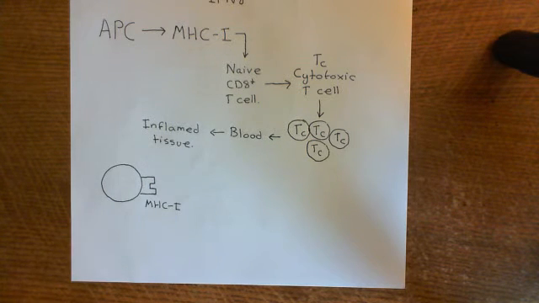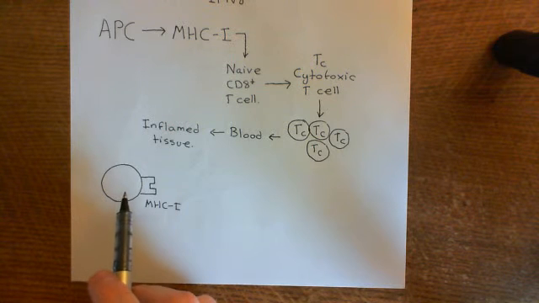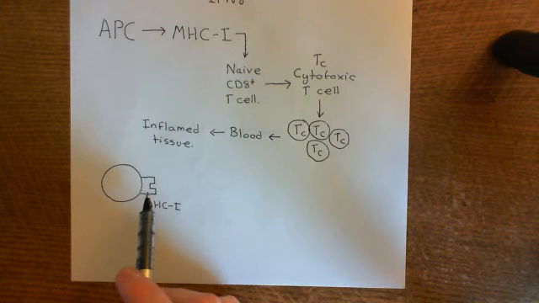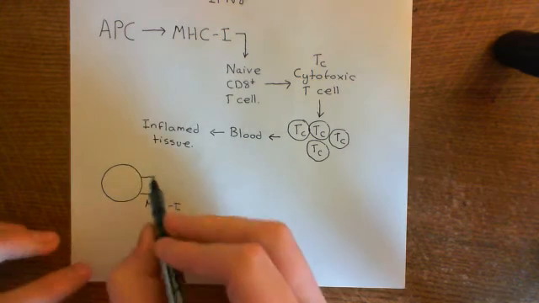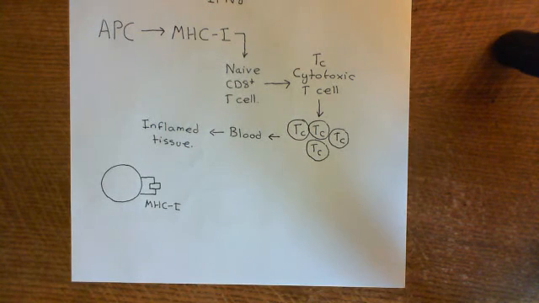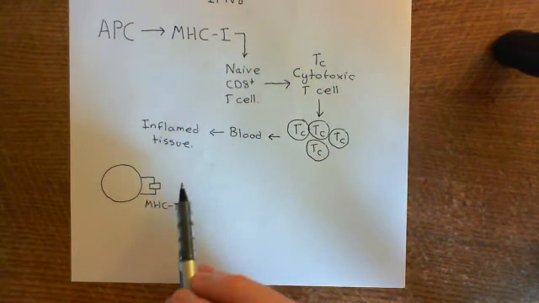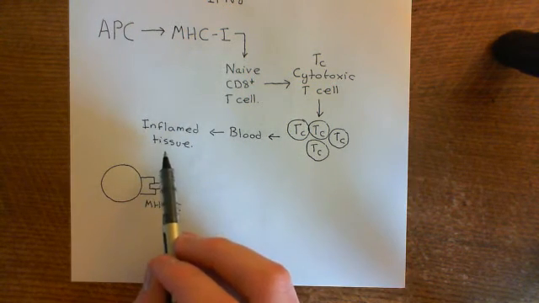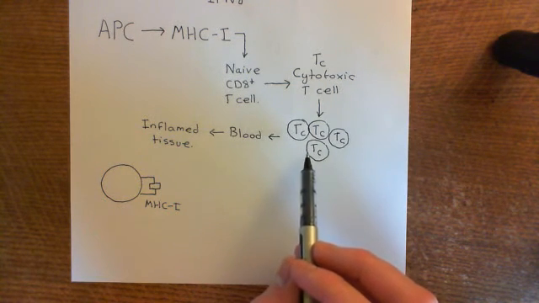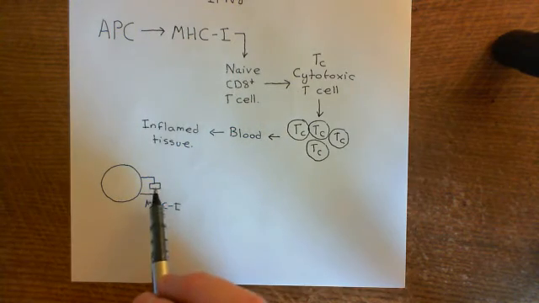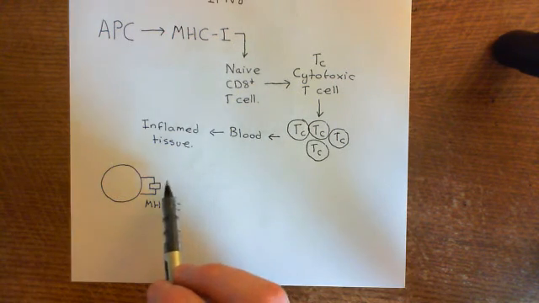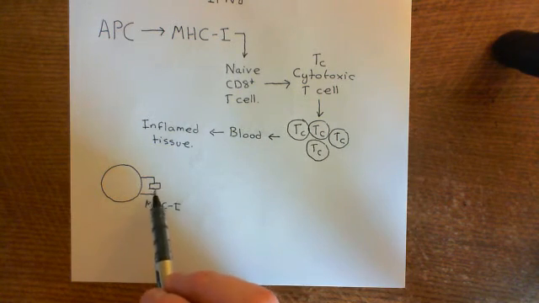However, all nucleated cells have MHC class 1 on their surface, and they are continuously breaking down antigens and sticking them on the surface. So, if this cell becomes infected by an intracellular pathogen, such as a virus, it will put antigens of that virus on its surface in this MHC class 1, okay, or at least fragments of this antigen bound to that MHC class 1.